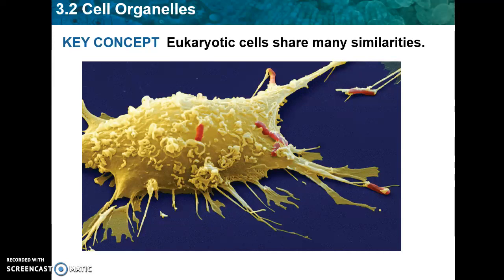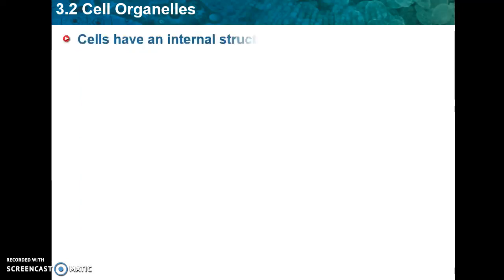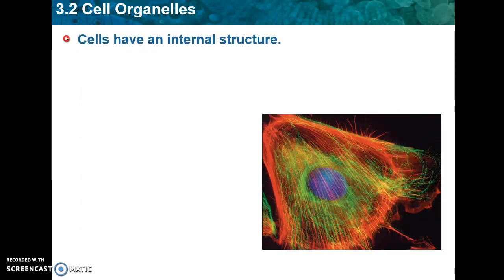Okay, so this next section is section 3.2, and it's about cell organelles. So it's going to be about the individual components within a cell. Eukaryotic cells are going to share many of the same characteristics with one another. Cells have an internal structure.